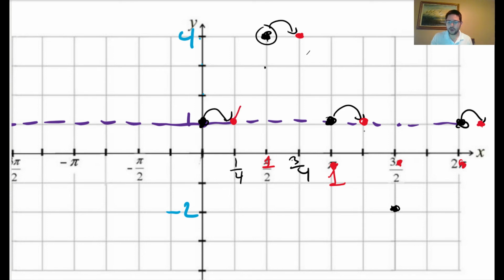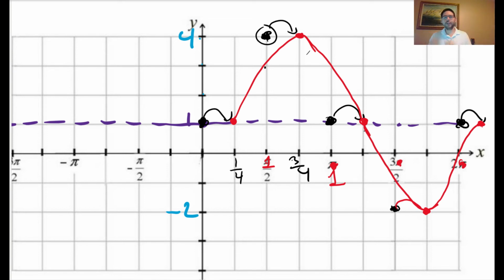So then we're going to draw our graph of our new sine. Oh, this is going to be moved too. So this is like over here. All right, and there's my sine graph. Notice that it is shifted, right? And shifted up as well.